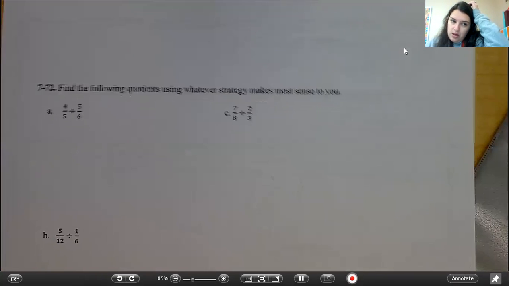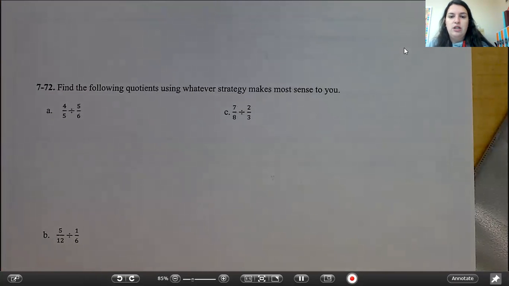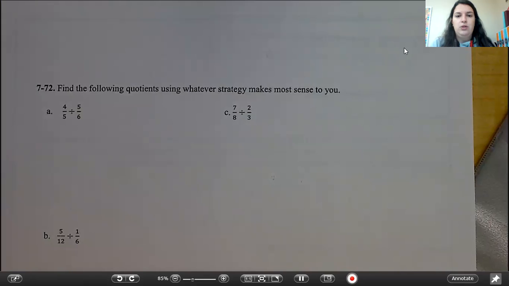772 now. Find the following quotients using whatever strategy makes the most sense to you. So this is just some practice A, B, and C. I would like you to solve these division problems, and we will save them to go over in class. As always, if you have any questions, please email me. And when you're done, please make sure you upload a picture to the assignment on Google Classroom.